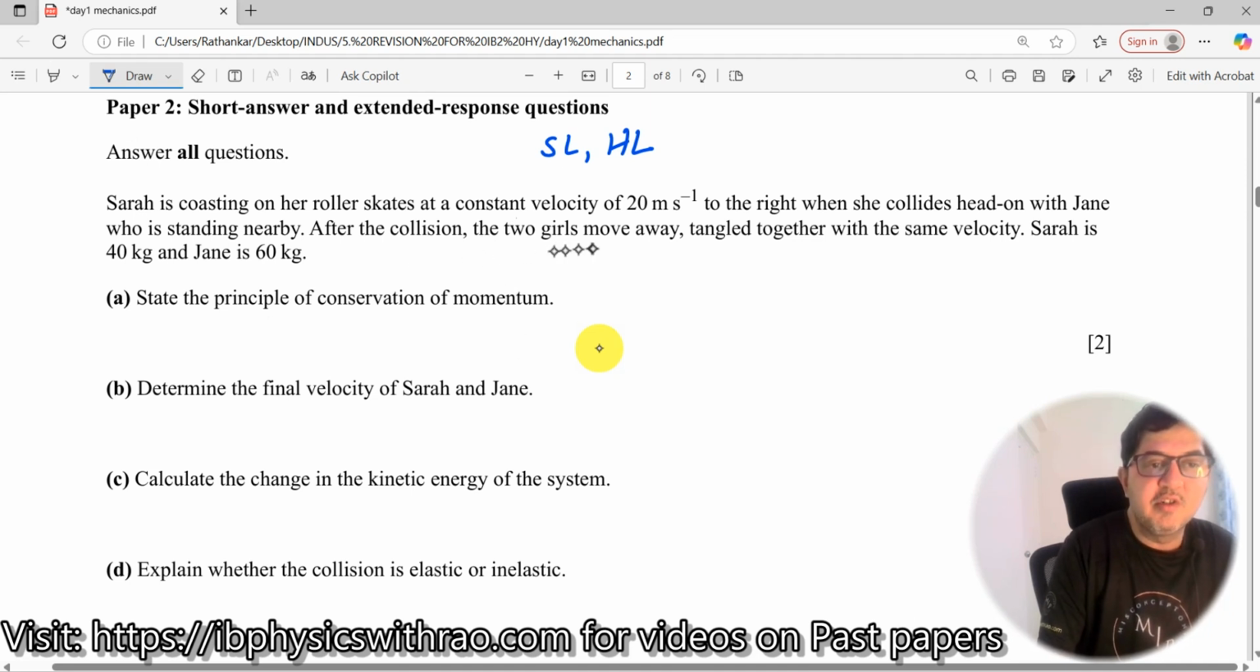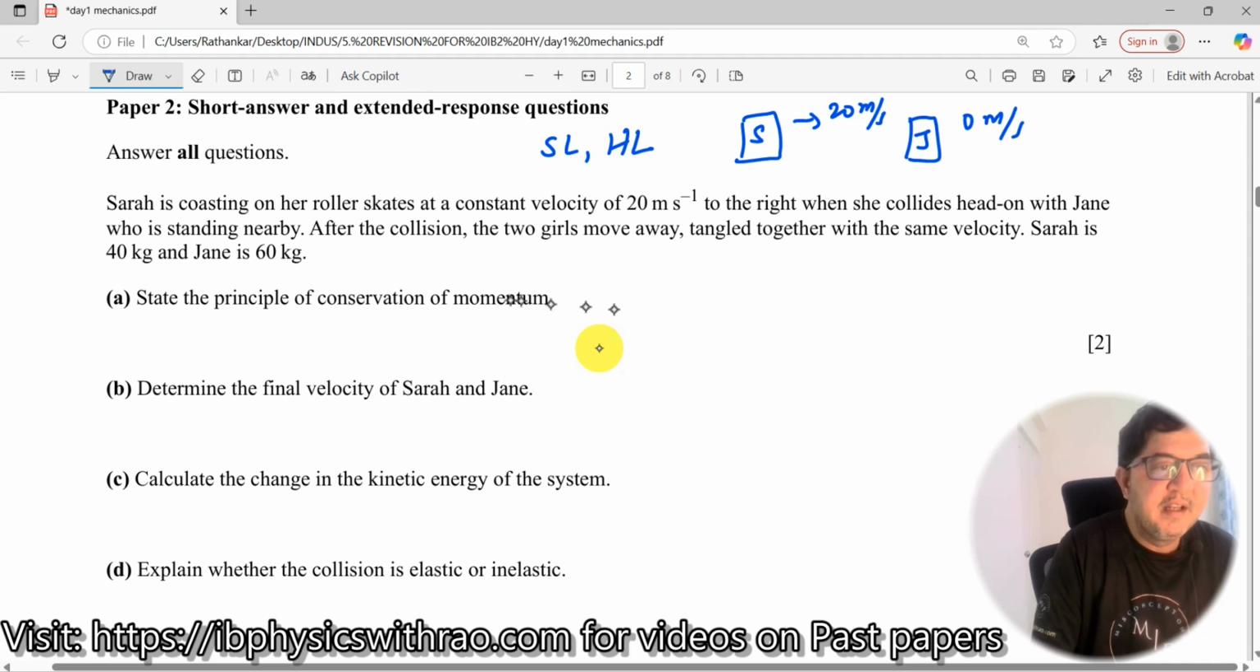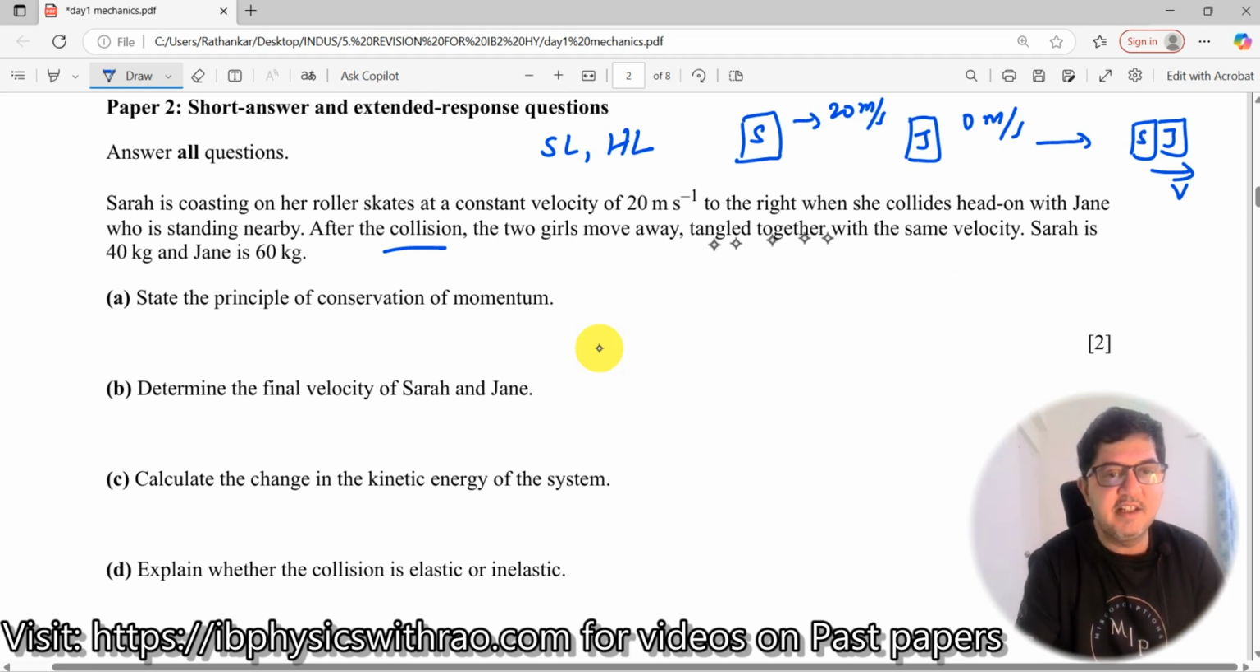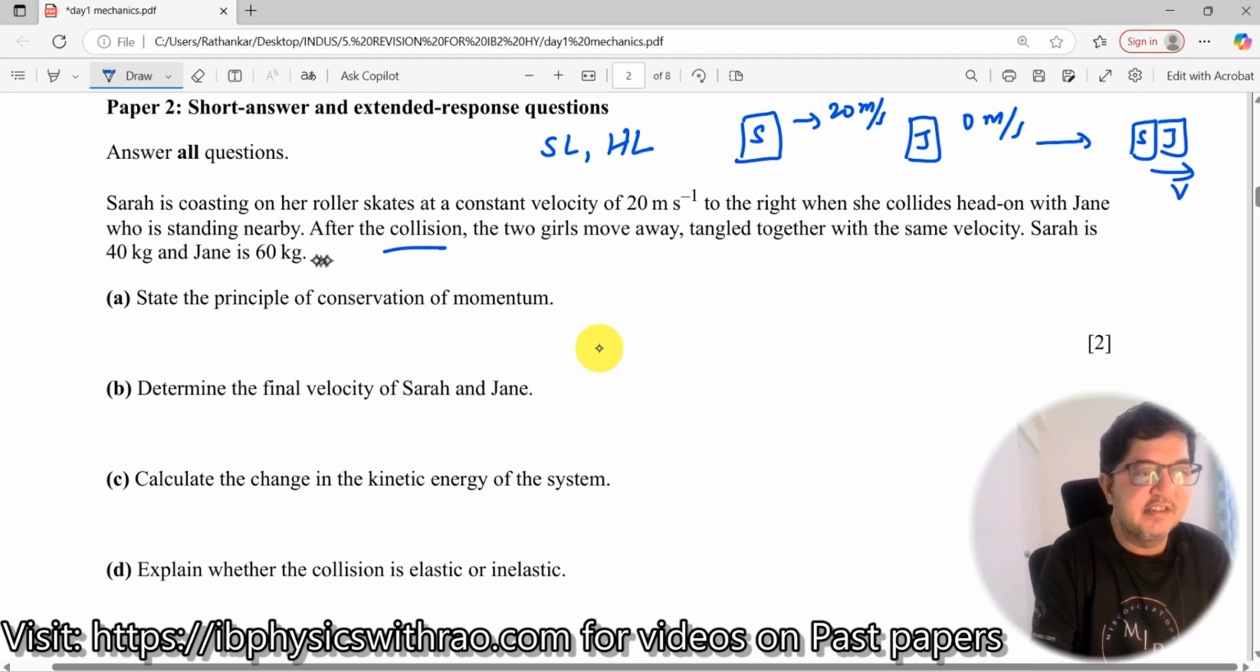So, after the collision, the two girls move away, tangled together with the same velocity. Let me write down the diagram. I always prefer to write diagrams. This is Saira, and this is Jane, who is standing nearby. What does it tell you? That this is moving at 20 meters per second, and she is standing with a velocity of 0 meters per second, and there is a collision. And after the collision, what happens? Both of them get tangled, and S and J start moving with the same velocity. And then it also states Saira is 40 kg and Jane is 60 kg. Let me write this as M1. Let me write this as M2.